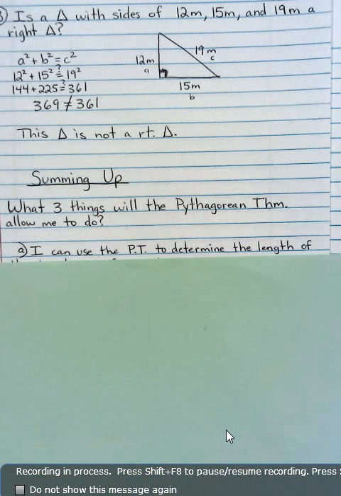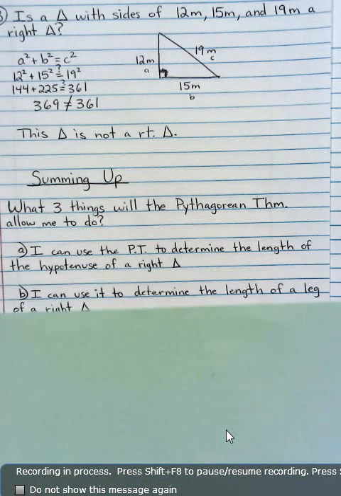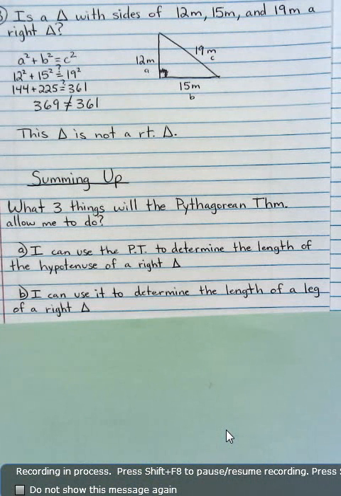First, I can use the Pythagorean theorem to determine the length of the hypotenuse of a right triangle. I hope you're asking yourself what are the other two things before I show them to you. Secondly, I can use it to determine the length of a leg of a right triangle. So that means we can use the Pythagorean theorem to find either a leg or the hypotenuse. As long as we know two of the sides of a right triangle, we can always find the third side.